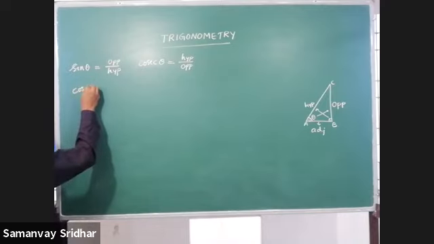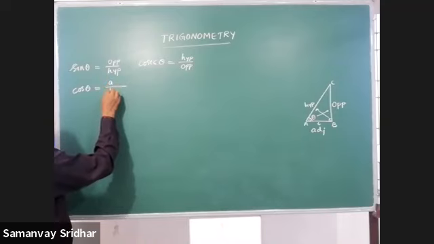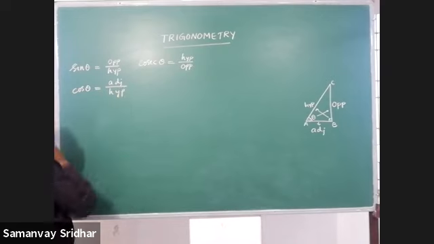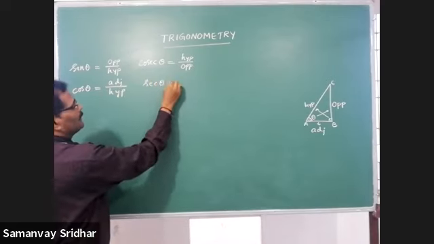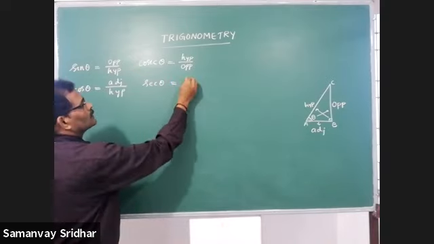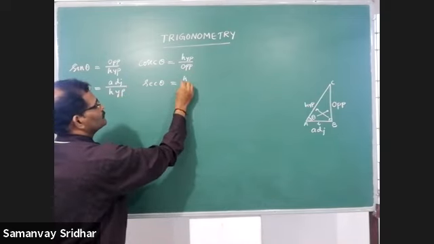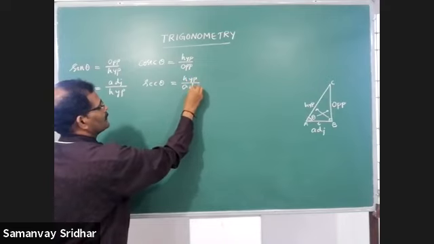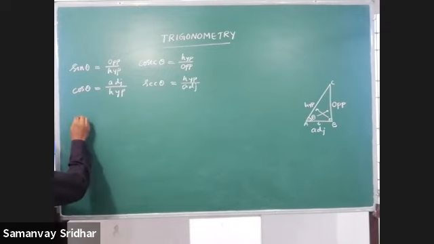Cos theta. Cos theta is what? A by H I told. It is nothing but adjacent by hypotenuse. The reciprocal of this is nothing but what? Sec theta. Sec theta is equal to, it is H A. That means it is hypotenuse by adjacent. Got it?